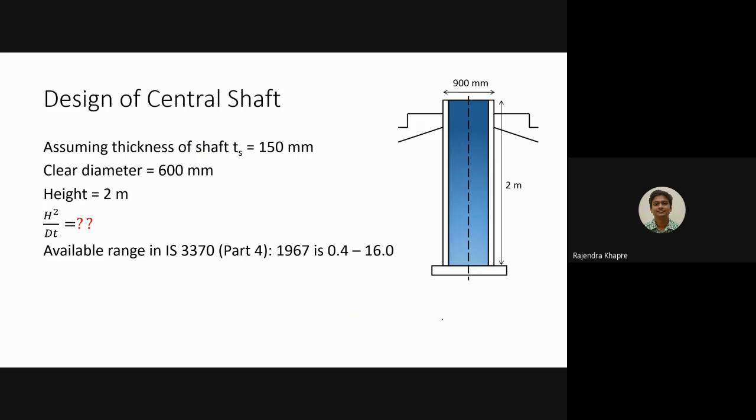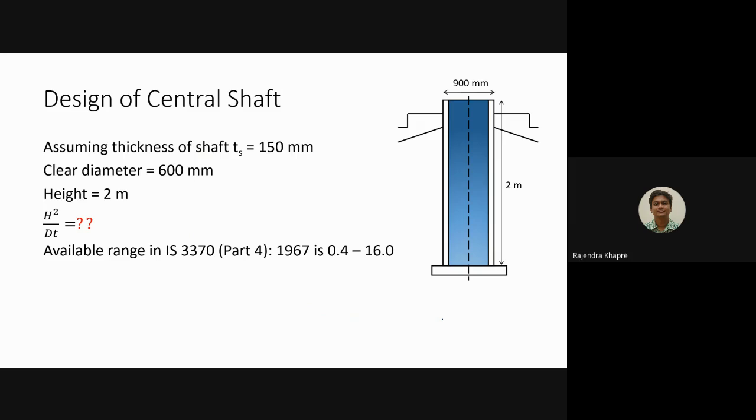Now, if you remember, while designing the GSR, we designed the wall for bending as well as axial tension as well as for base shear. So this particular structure is exactly similar to that one, isn't it? It's a circular tank kind of structure, isn't it?